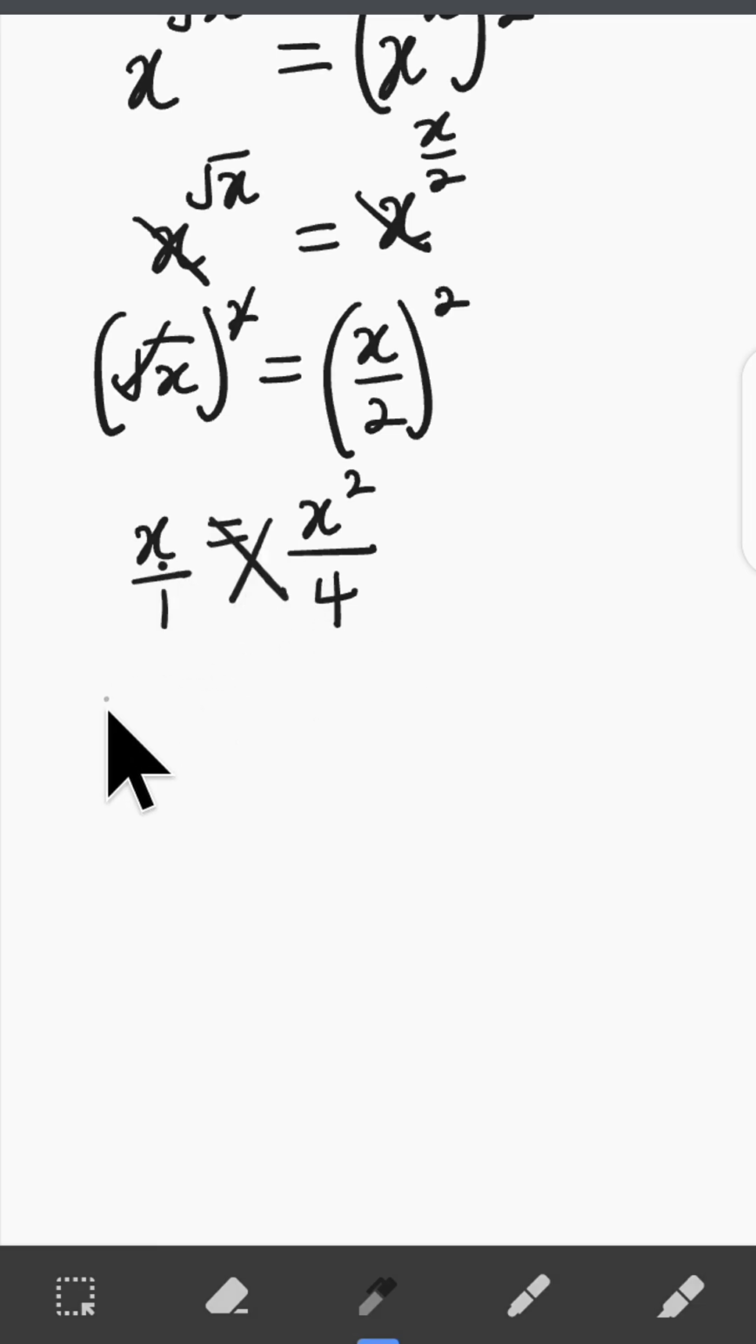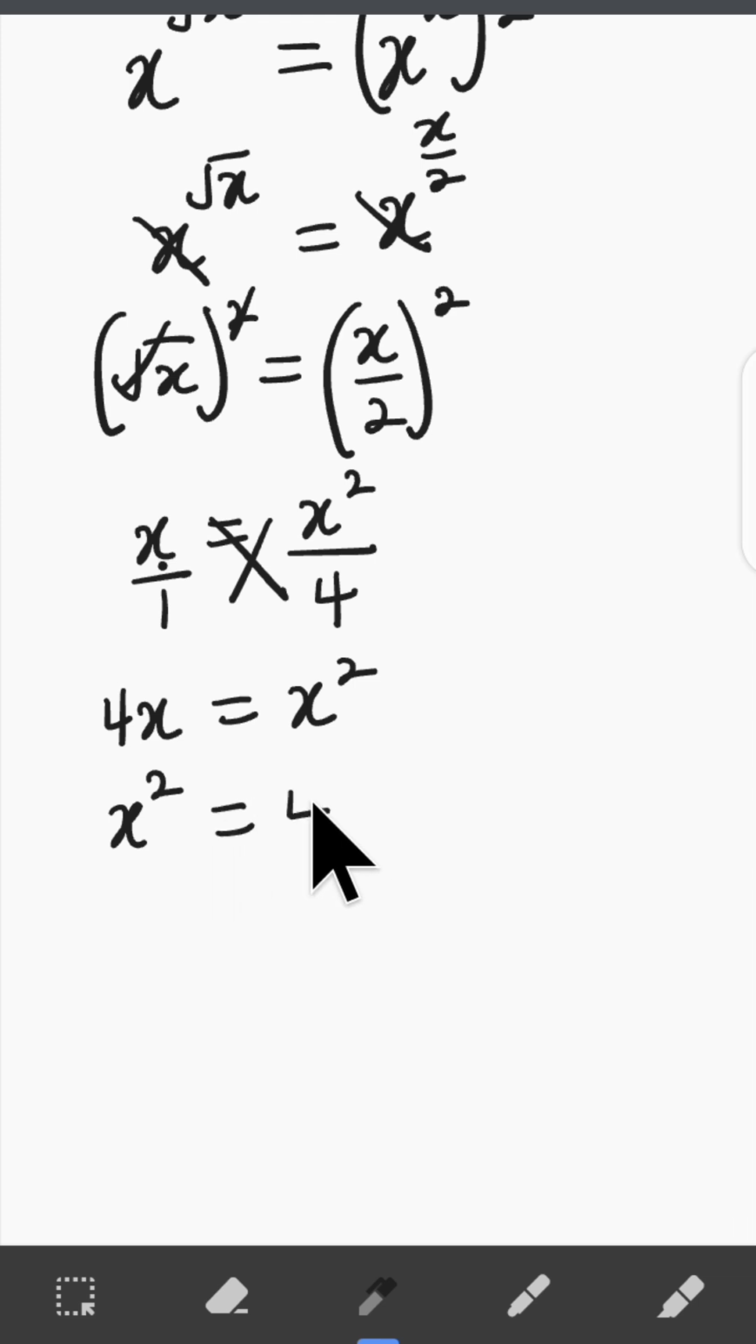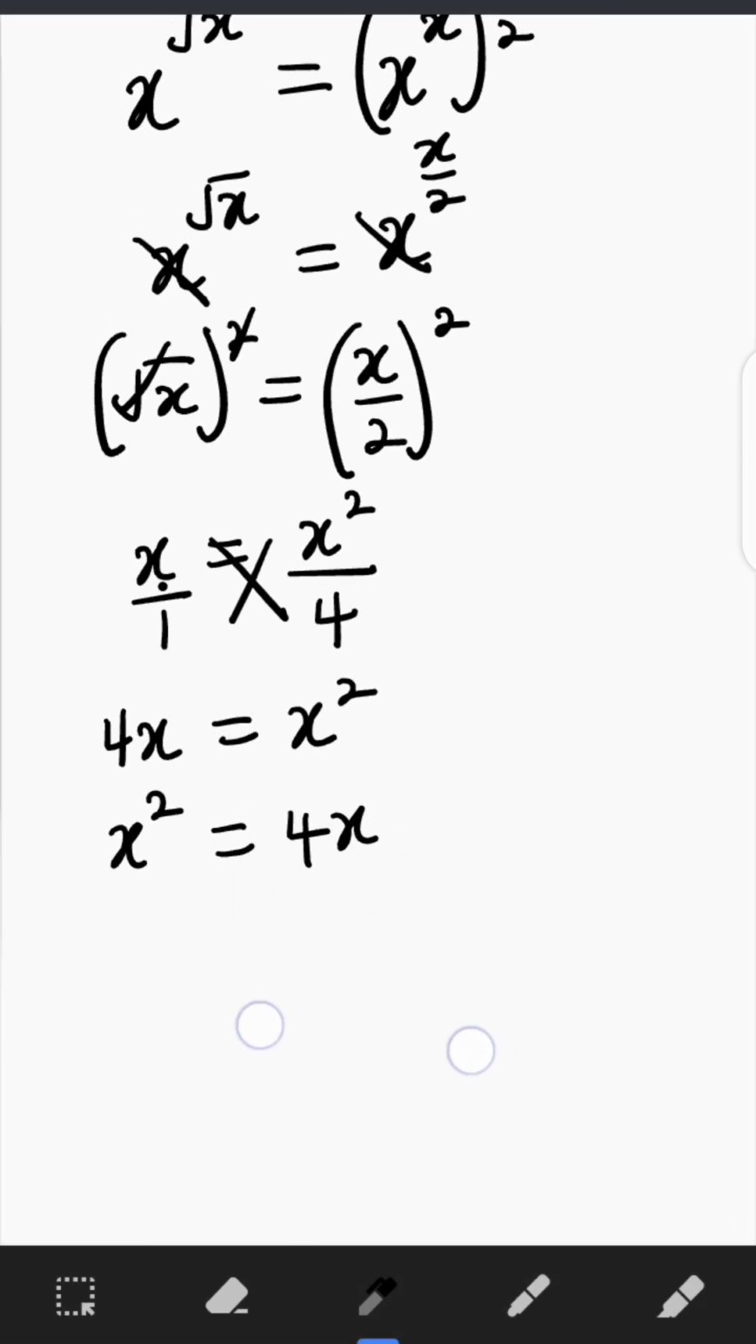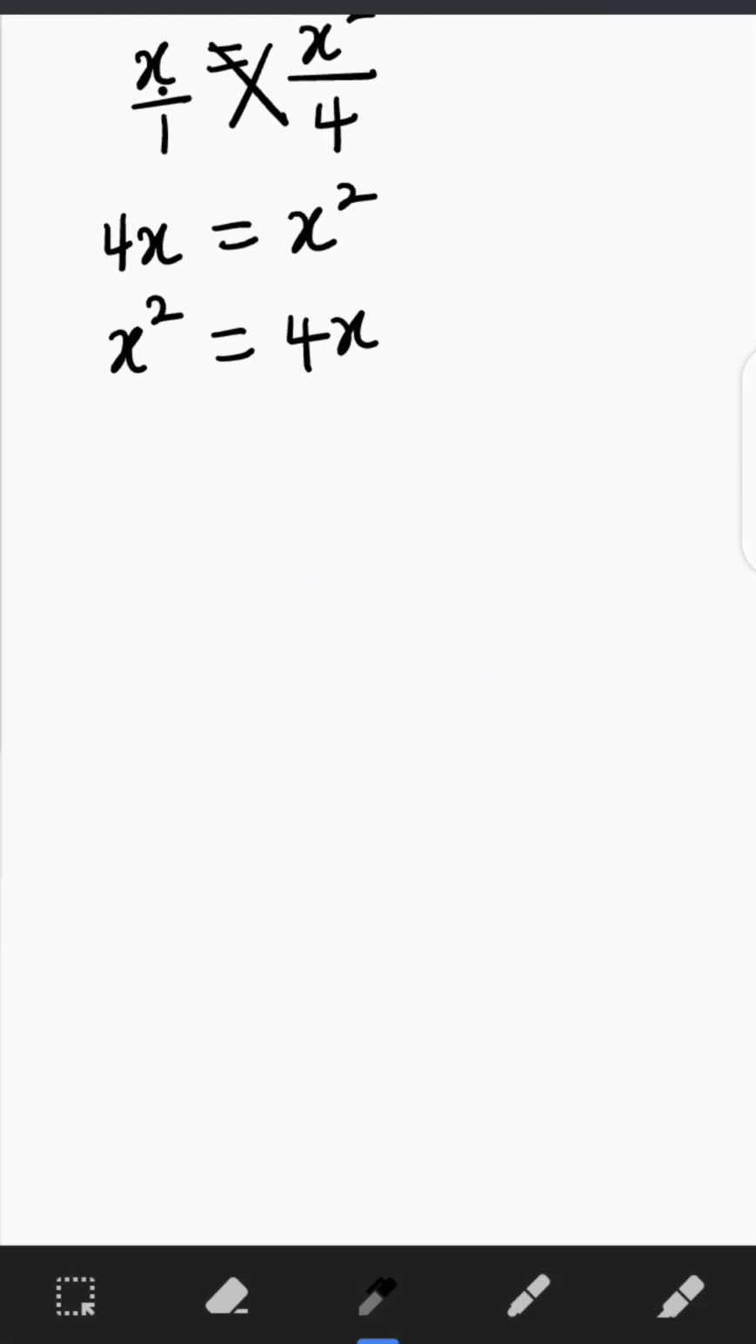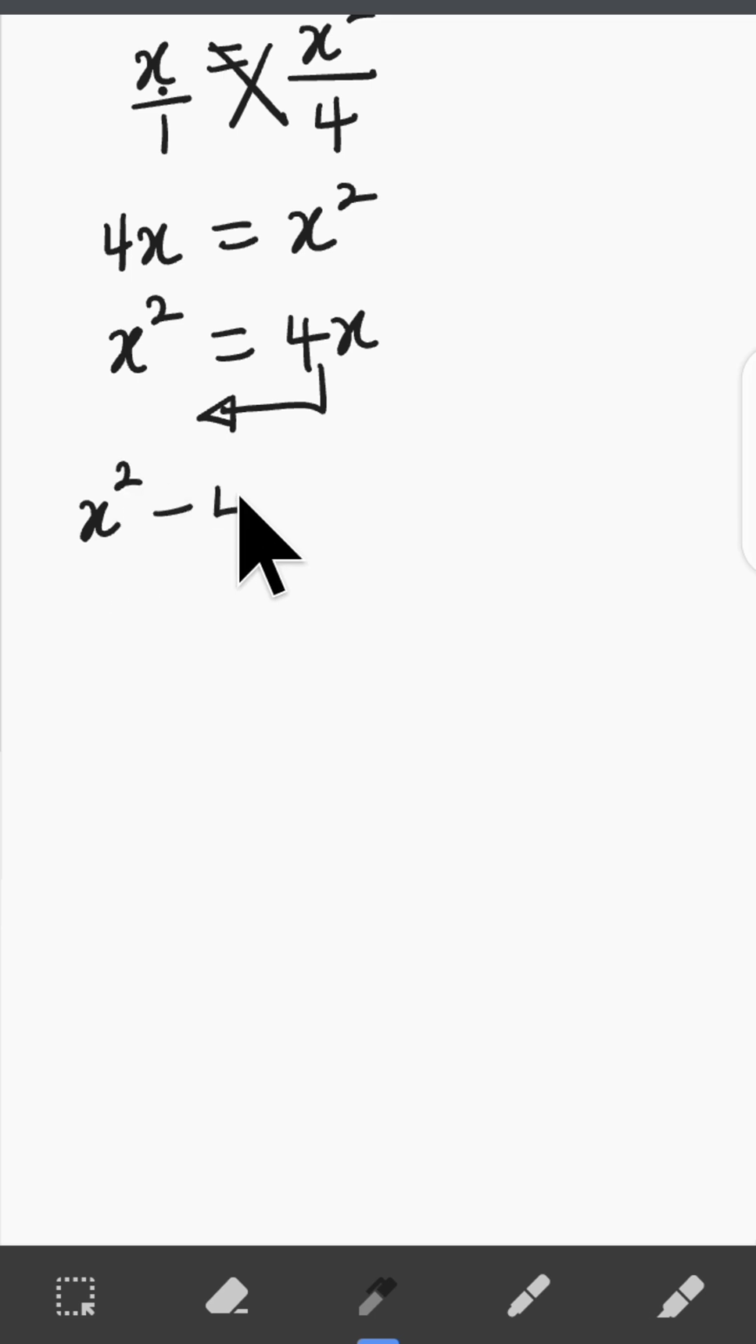Now, at this very point you want to cross and multiply, so you have x times 4, and that is 4x, and you still have x squared in the right hand side. And I also like to say this is the same as x squared is equal to 4x. I like to put the bigger variable in the left hand side. That's my choice anyway. Now from here I will take this guy to the other side, so I have x squared minus 4x is equal to 0.